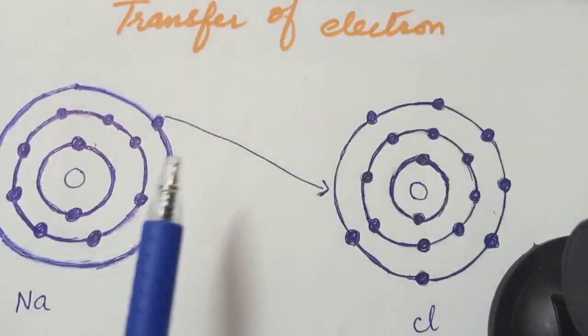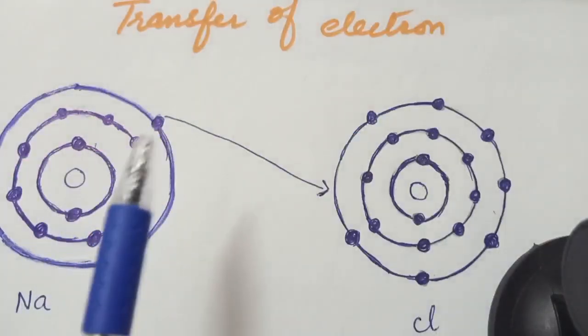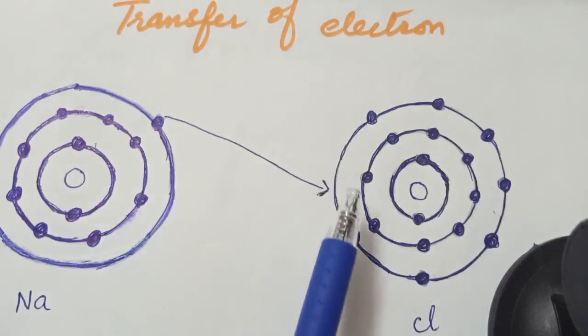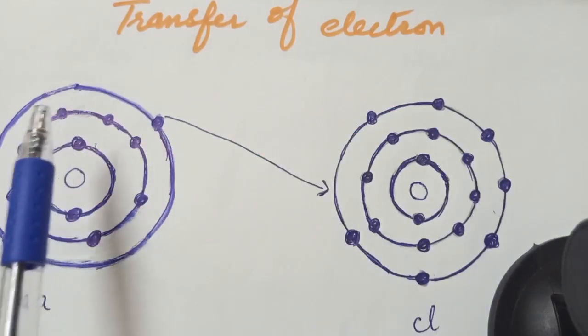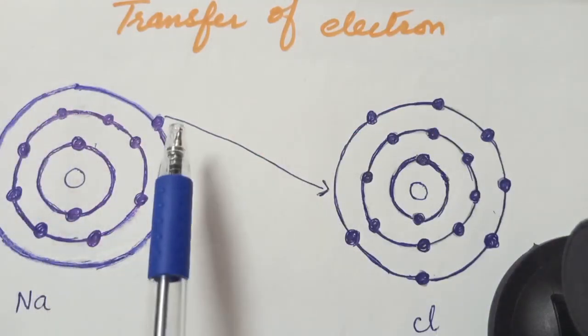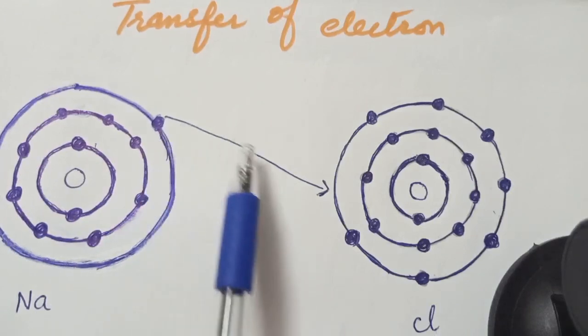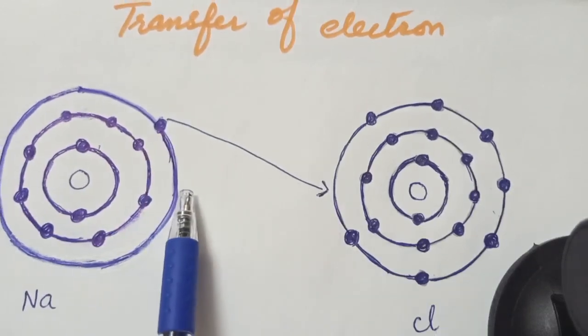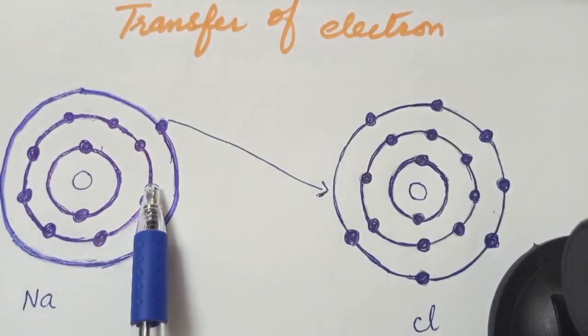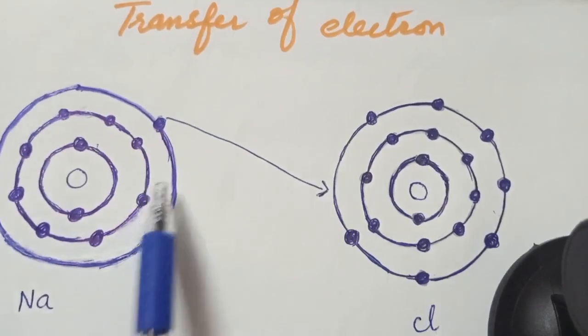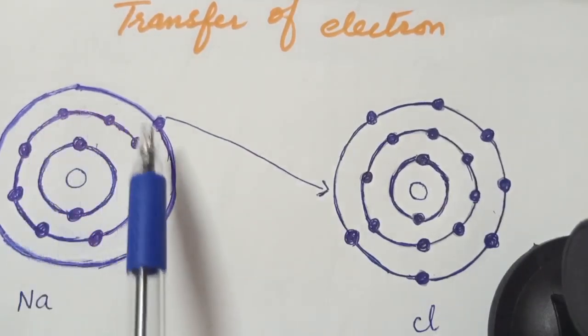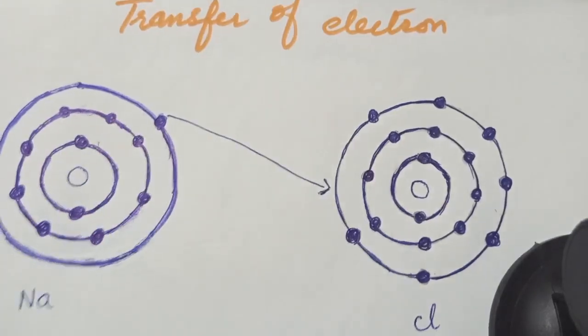This diagram will help you to understand the transfer of electron from sodium to chlorine. The outermost orbit of sodium has only one electron. When it loses this electron, this shell will vanish and the inner shell, the second orbit, will become the valence shell having 8 electrons, and it will be stable.